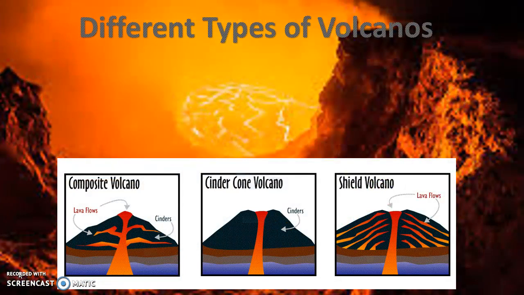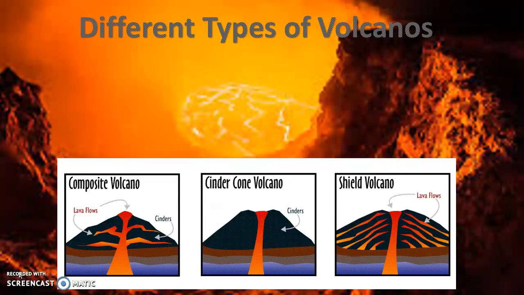Alright, now we're going to be discussing the different types of volcanoes. We will be talking about the 3 different types. First, there's the composite volcano, which we can see from our first picture. The lava flow travels throughout the entire formation of the volcano.